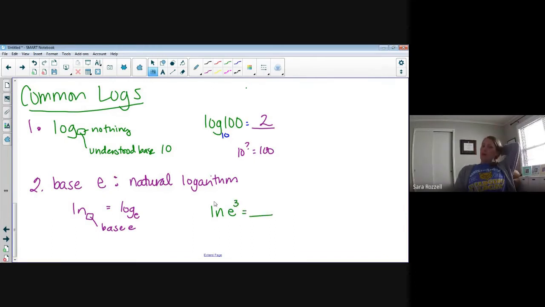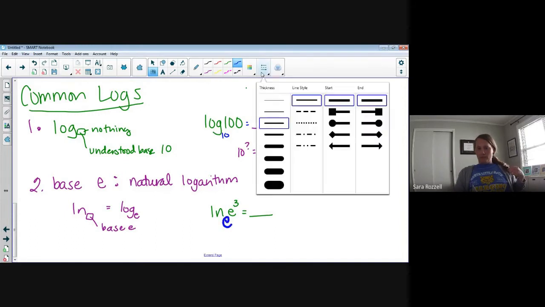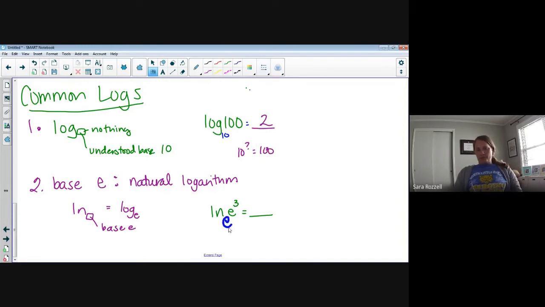So if I want to figure out what is natural log of e to the third, do you see the base written there in that problem? Is there a subscript for the base? Nope. So let's go ahead and write it in, okay? So I have my base. Now I'm going to write it as my power and figure out what needs to go in that blank space.